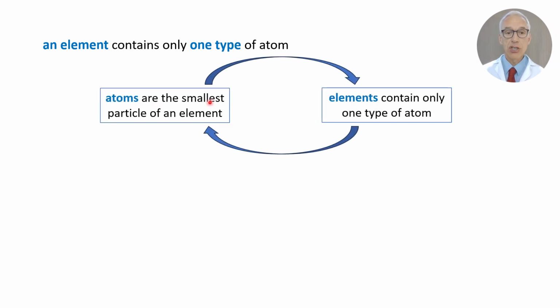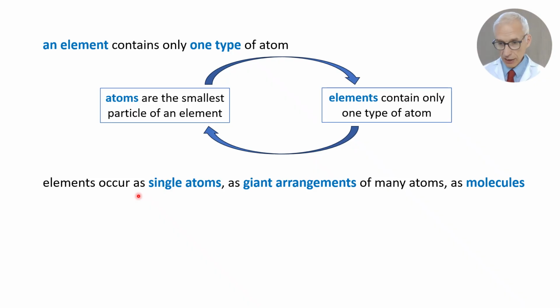So we've mentioned an element already on the previous slide. It contains only one type of atom. So we have a relationship. Atoms are the smallest particle of an element. Elements contain only one type of atom. So it's a mutually inclusive definition.